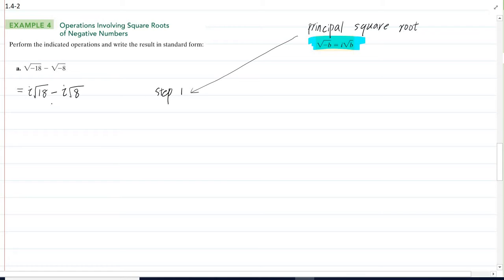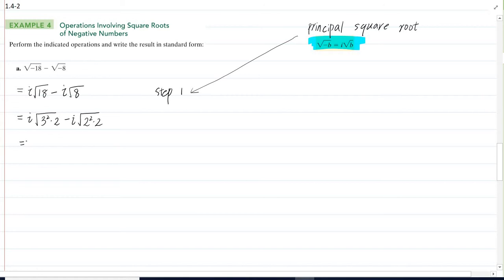And once we have this, we're going to simplify. So we should remember this. 18 we can rewrite as 3 squared multiplied by 2. Then we have minus i square root of 2 squared multiplied by 2. You can also just say the square root of 9 multiplied by 2, because you know the square root of 9 is just 3. So I'm doing this step by step, to remind you how you did this in the past.